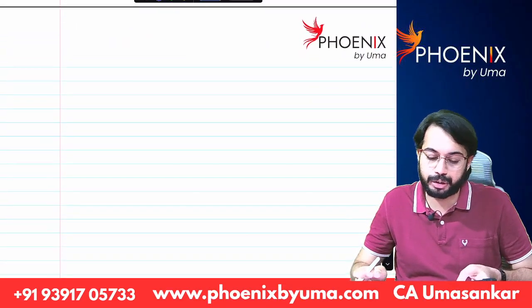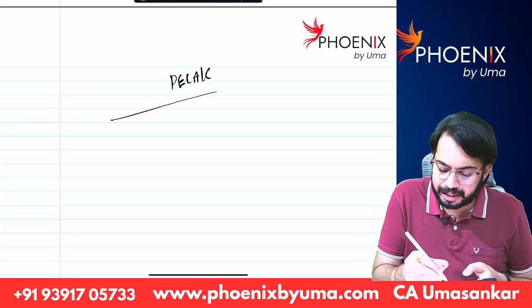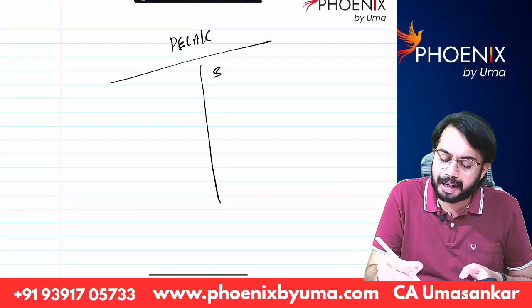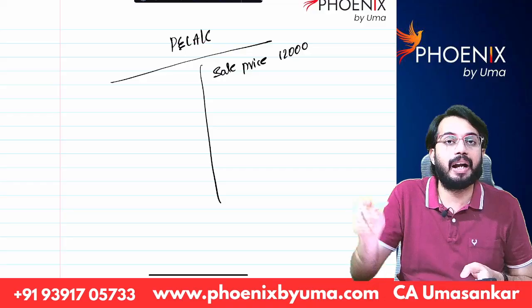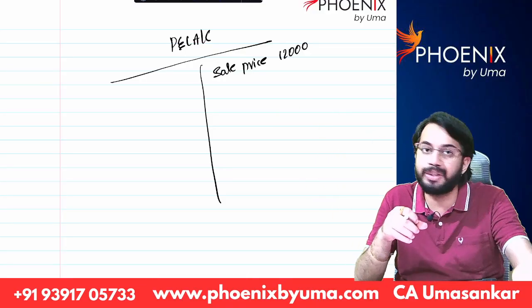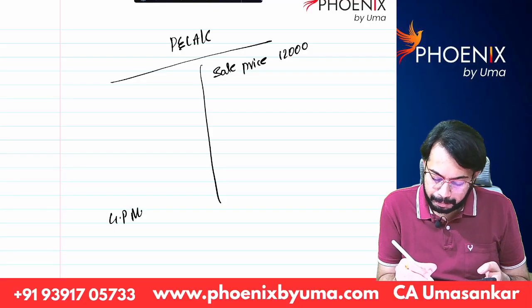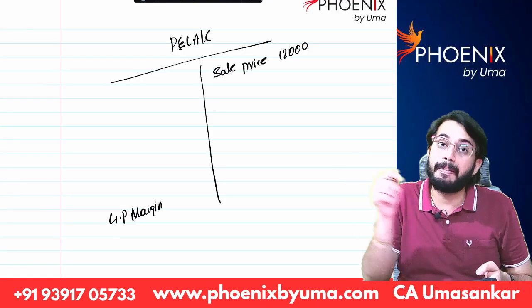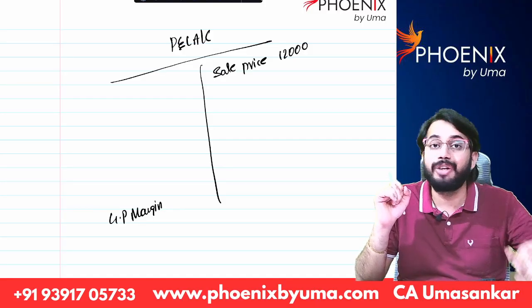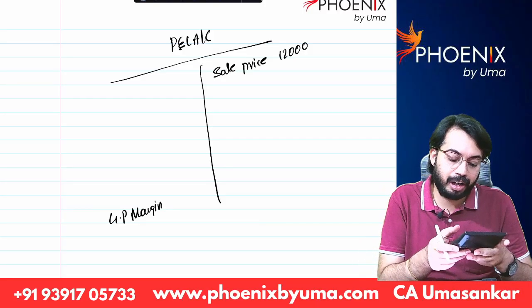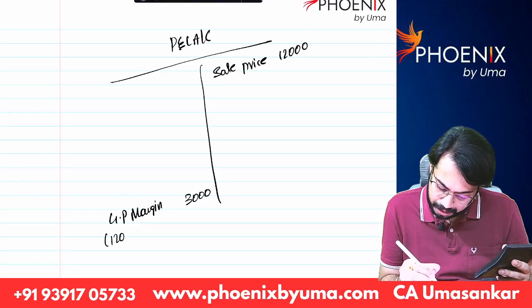Okay, now let's do one thing. Let's prepare one P&L account. You will understand easily. How much is the sale price? 12,000 rupees. From an unrelated party, if goods are purchased and resold in India, generally how much is the GP margin? GP margin is 25%. So from a related party also, if he is buying and reselling in India, minimum he should get 25% GP margin. How much is 25%? 12,000 into 25%, 3,000 rupees.